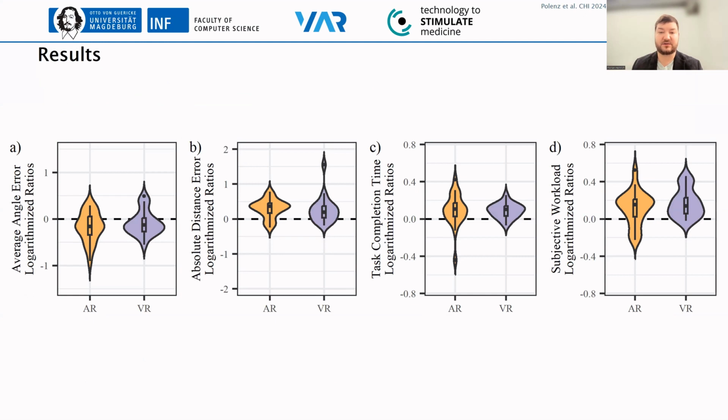Here you can see violin plots of the logarithmized ratio results for all variables. No significant differences were detected between the AR and the VR group. Instead, Bayes factors showed anecdotal to moderate evidence supporting the null hypothesis that both groups stem from the same population. Based on this, we conclude that VR can be a feasible environment to evaluate medical projective AR visualizations.